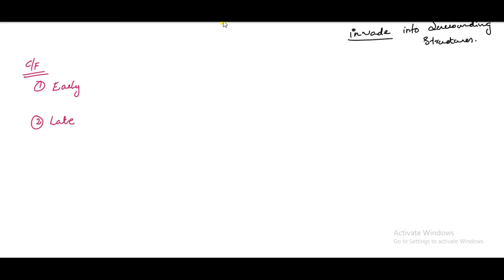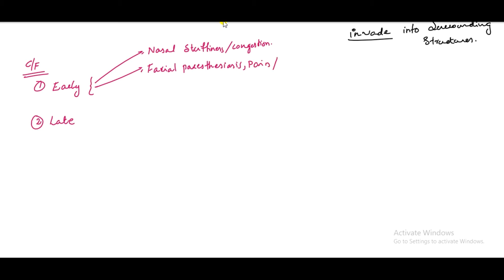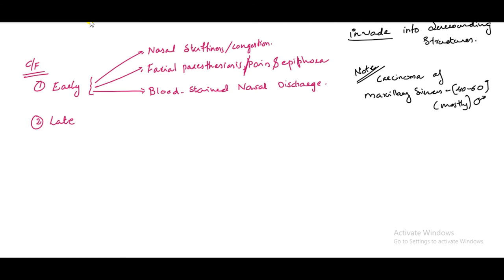And the clinical features of maxillary carcinoma, we can divide into two, the early and the late. The early signs include nasal stuffiness or nasal congestion, which means that the blood vessels and related tissues are swollen, so we can't get enough air through the nose, and facial paresthesia or pain, and epiphora. Epiphora means excessive watering from the eyes, and blood-stained nasal discharge.